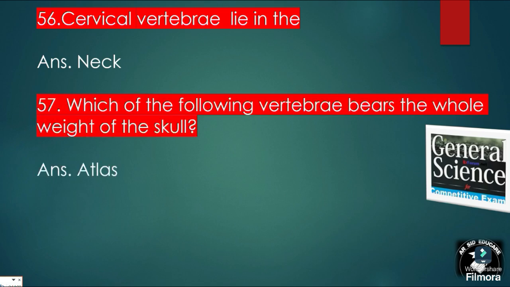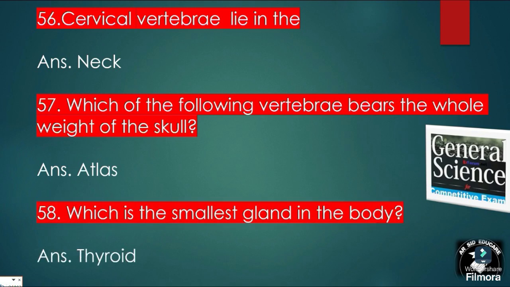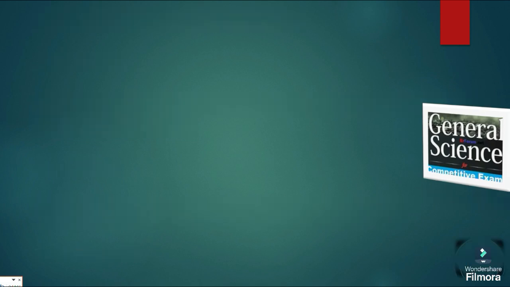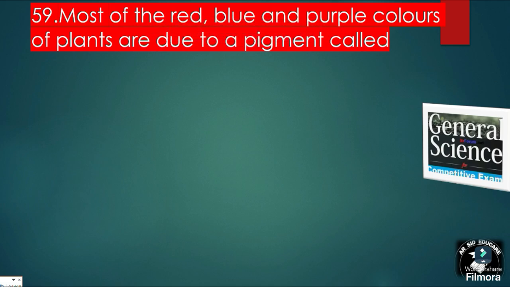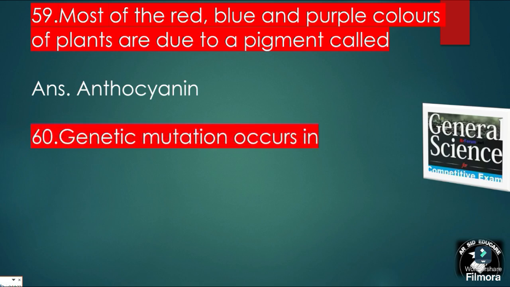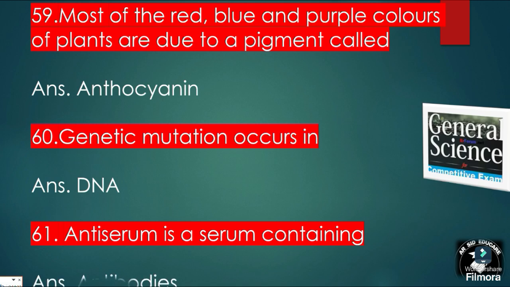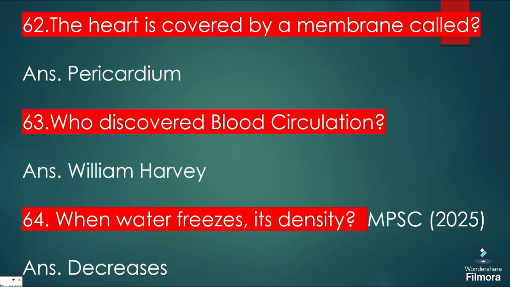Which of the following vertebrae bears the whole weight of the skull? Atlas. Which is the smallest gland in the human body? Thyroid. Most of the red, blue and purple colors of plants are due to a pigment called anthocyanin. Genetic mutation occurs in DNA. Antiserum is a serum containing antibodies.